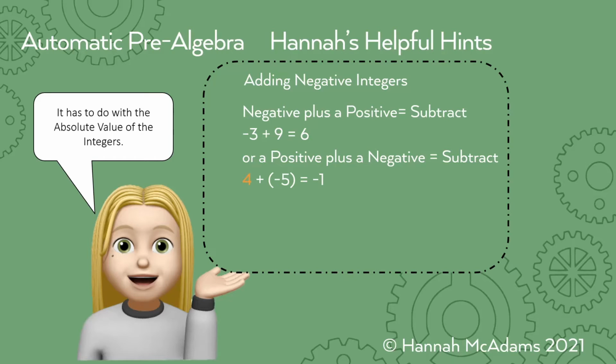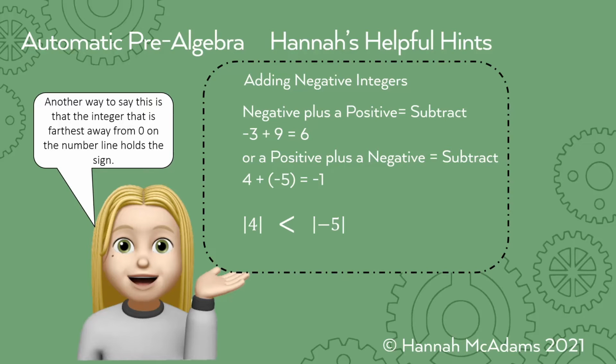So we have 4. The absolute value of 4 is 4. The absolute value of negative 5 is 5. So 5 has a larger absolute value, so we take the negative sign. Another way to say this is that the integer farthest away from 0 on the number line holds the sign. Negative 5 is farther away than 4, so it is going to be the negative sign.